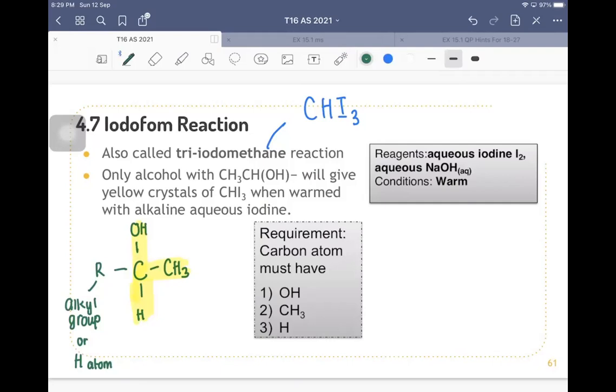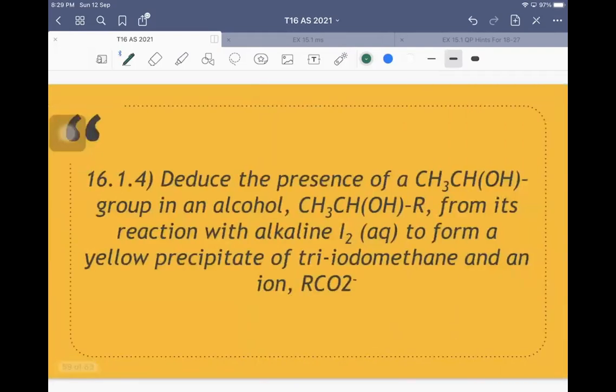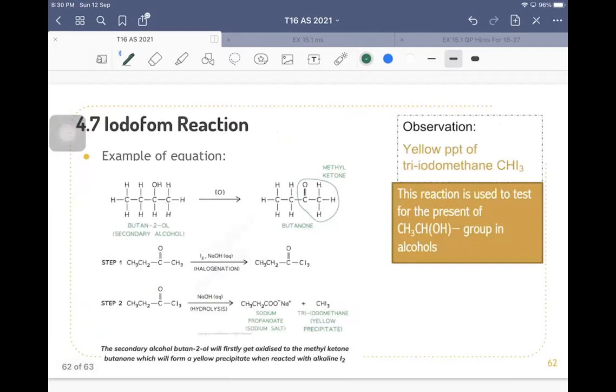Okay, so what's the reagent that you need? You need, if you read just now, alkaline iodine, that means your iodine has to be combined with an alkaline solution, which is your sodium hydroxide. Okay, so when you add aqueous sodium hydroxide, you mix it with iodine and then you just warm it. So then the iodoform reaction will happen to this type of alcohol.